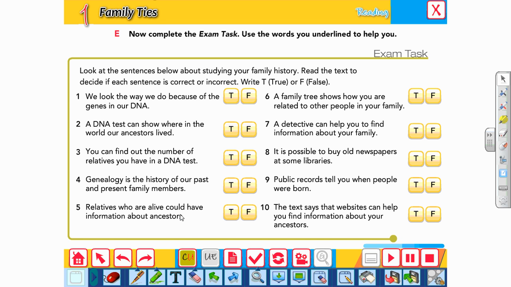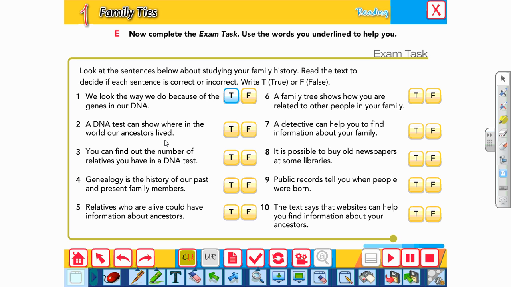We're going to answer the questions together. We're going to look at the sentences below about studying your family history. Read the text, decide if each sentence is correct or incorrect, write true or false. You have already done this step. We look the way we do because of the genes in our DNA. What do you think? Is it true or false? Yes, it's true.